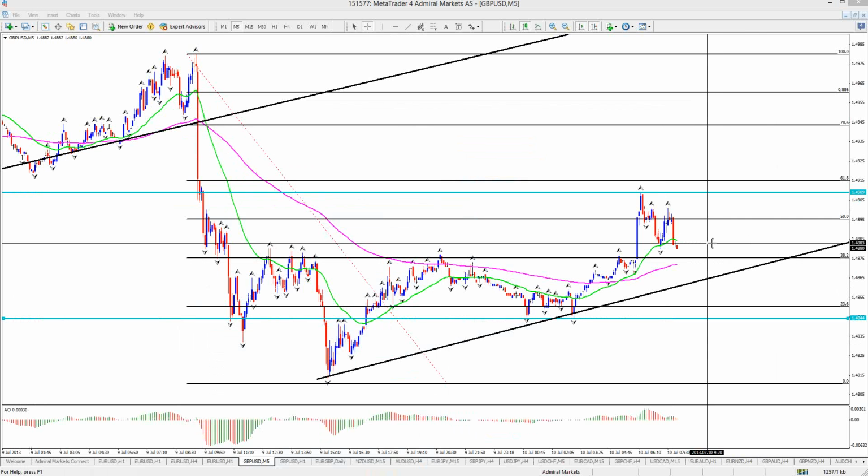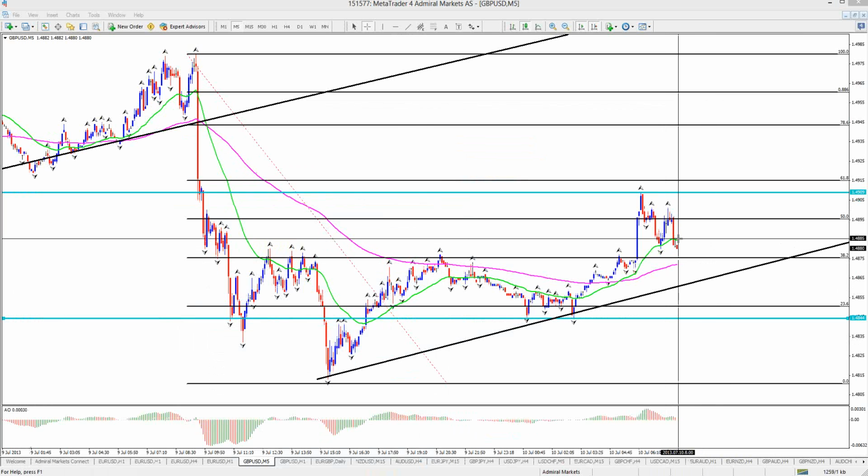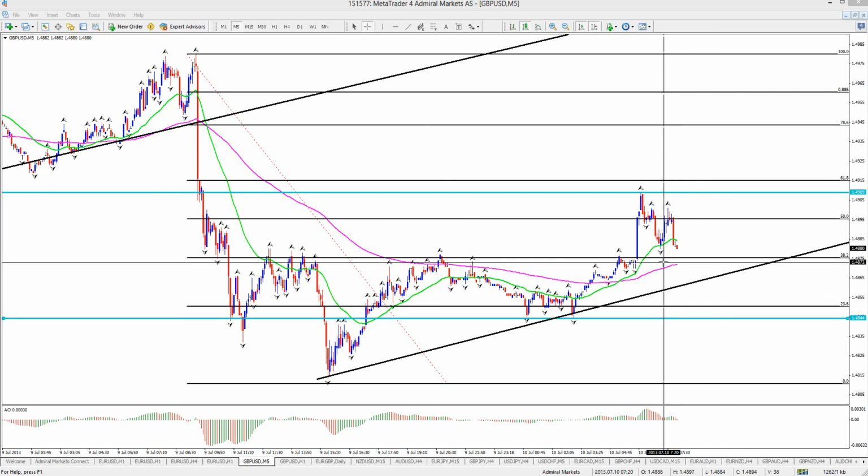We're looking at the pound dollar, and I'm trying to figure out how to tackle and get a good short, basically. That is my mission at the moment, okay?